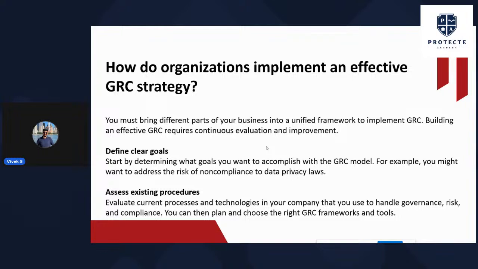So definitely setting up clear goals, right? We have to set up very clear goals in an organization: what are we trying to achieve with this GRC model? We might want to address that. If we don't have a good GRC model, what would non-compliance result in? What would loss of data result in? What would loss of assets, or unauthorized access of assets result in? What happens if I don't do correct enterprise or operational level risk management? What is going to be the impact on it?